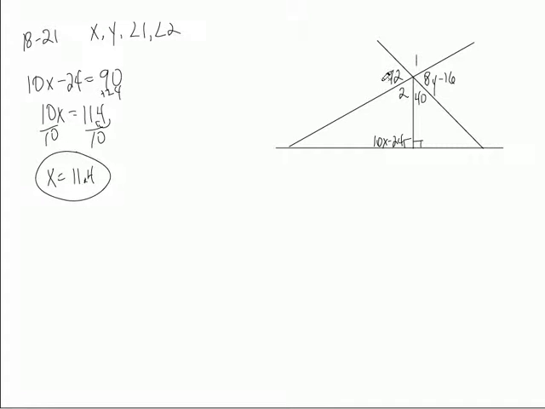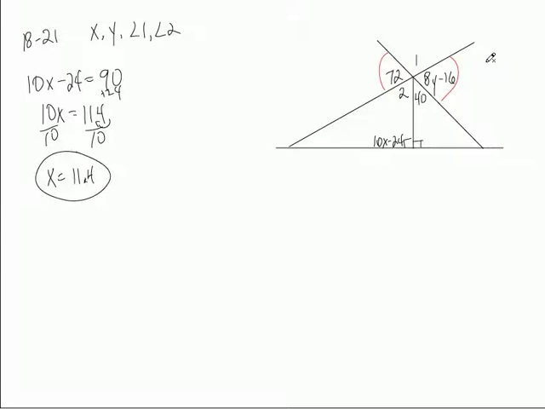Let's solve for y. Let's take a look. Here's y right here, 8y minus 16. Tell me some kind of relationship that we have here. It's one that we've talked about quite a bit. Look at that angle right there. Tell me something about that angle. It's the same as a 72. Give me the words.